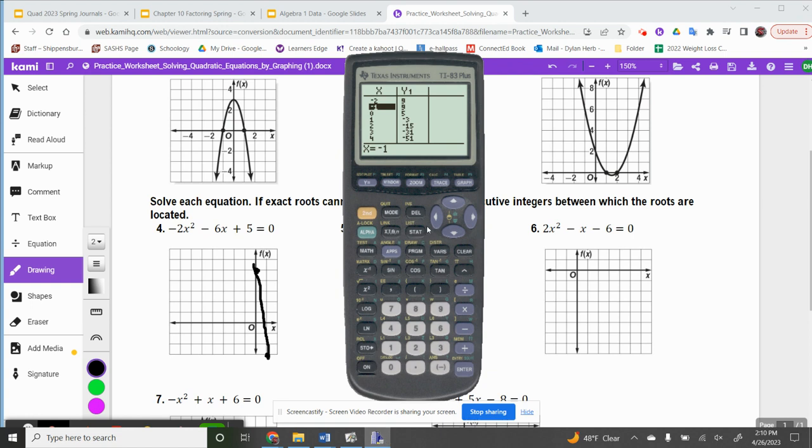Or let's have our calculator give us a more precise number. And to do that, we're going to be clicking the graph button. And here you get a better idea of what the graph looks like. All right.